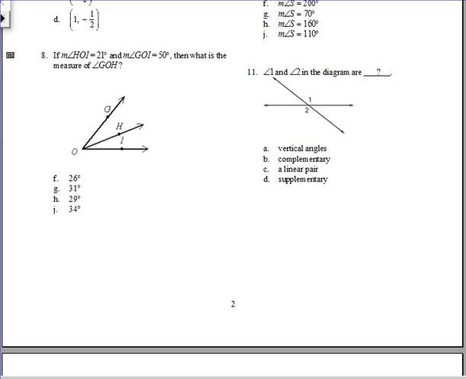So if we know that HOI is 21, and we know that GOI, the whole thing, is equal to 50, then we need to subtract. So this is going to be 50 minus 21. This is the angle addition postulate. And when you do 50 minus 21, you have 29 degrees. So that has to be H. Yes? Questions? All right, let's move on.